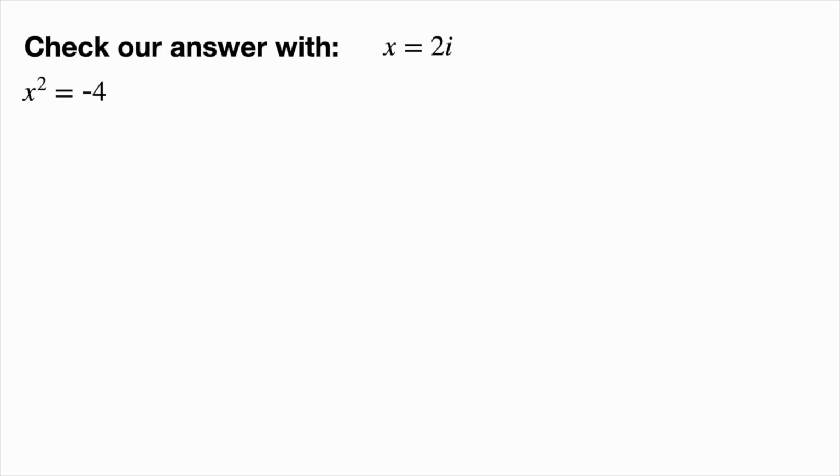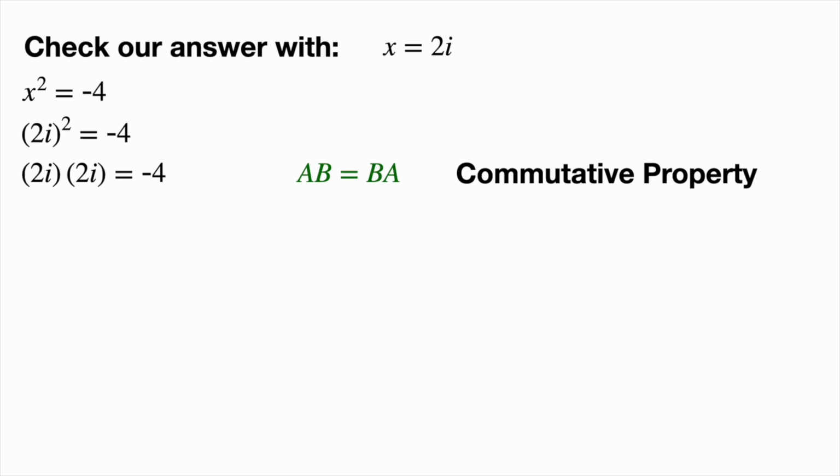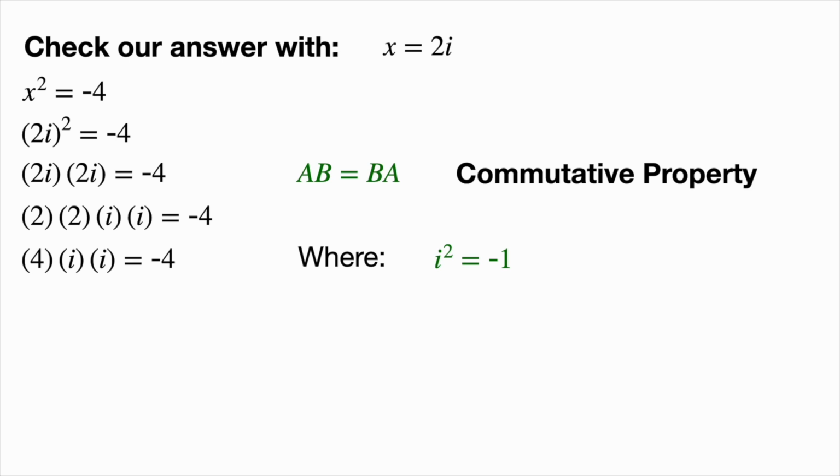We'll begin by substituting 2i into the variable x. Now we have 2i squared equals negative 4. We can rewrite it as 2i times 2i equals negative 4. Using the commutative property of multiplication where ab equals ba, we can arrange the numbers as above. So 2 times 2 times i times i, where 2 times 2 equals 4, and i times i equals i squared, or negative 1, as we're multiplying the imaginary numbers. Now, 4 times negative 1 equals negative 4, proving that negative 4 equals negative 4.